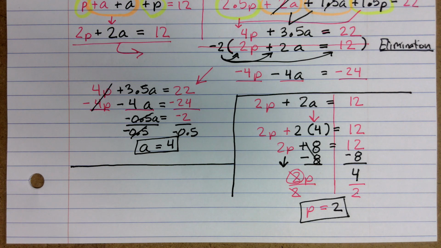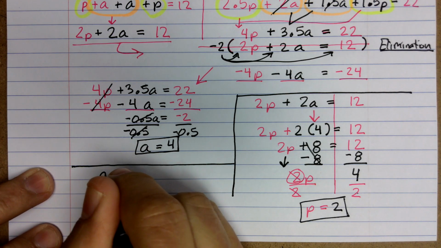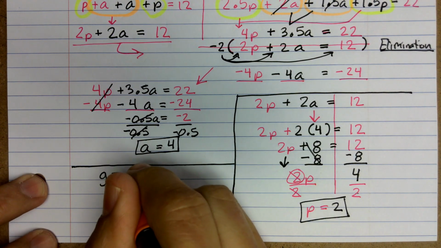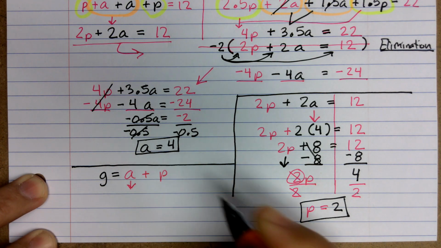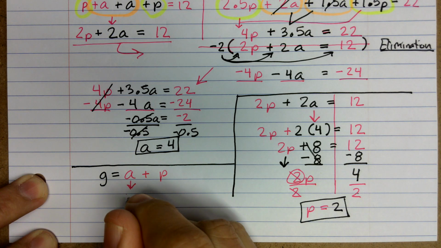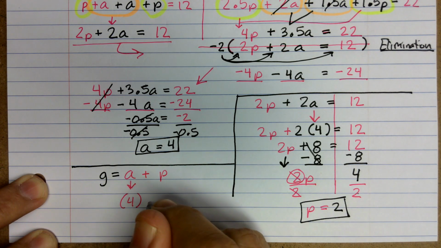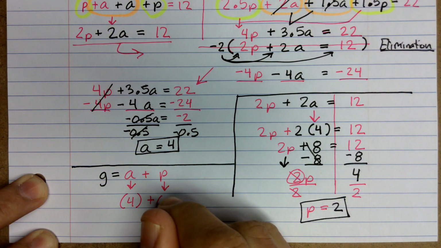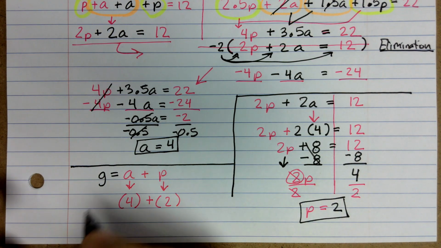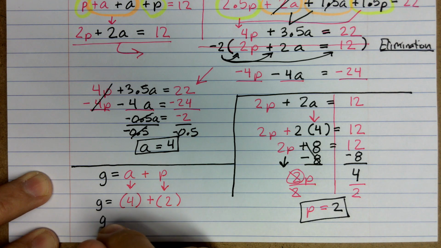And let's see, we have the ginger ale is going to be equal to the A value plus the P value. So let's substitute those in. For A, we had 4. So I'm going to put in parentheses 4 plus, and for P, we had 2. So put a 2 in there. And that's going to tell me how many we have for the ginger ale. And 4 plus 2 is simply 6.